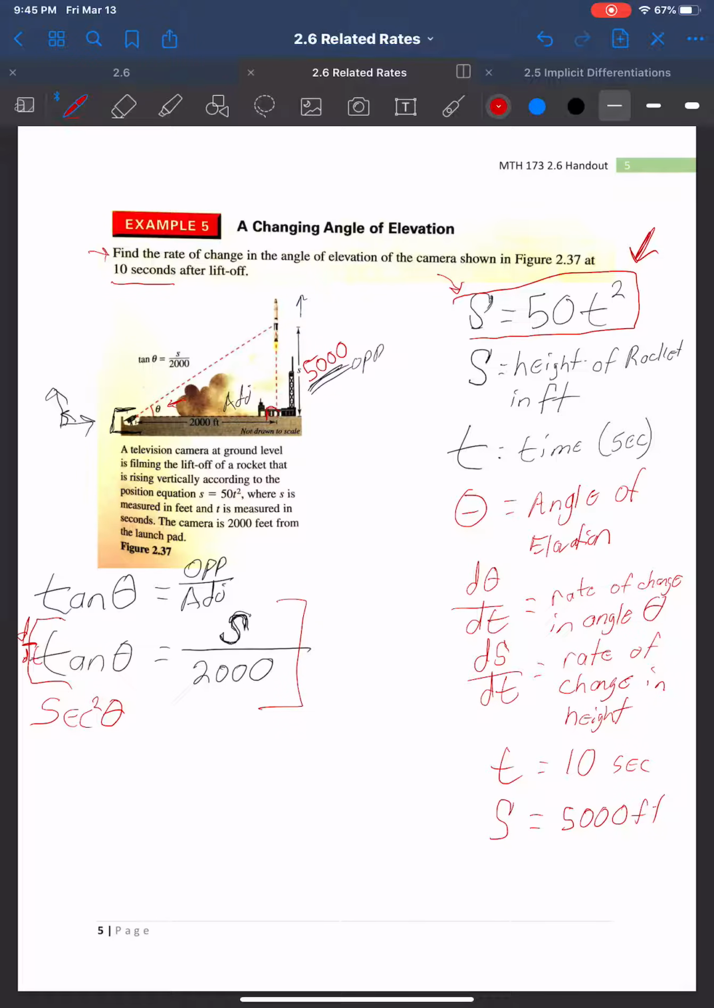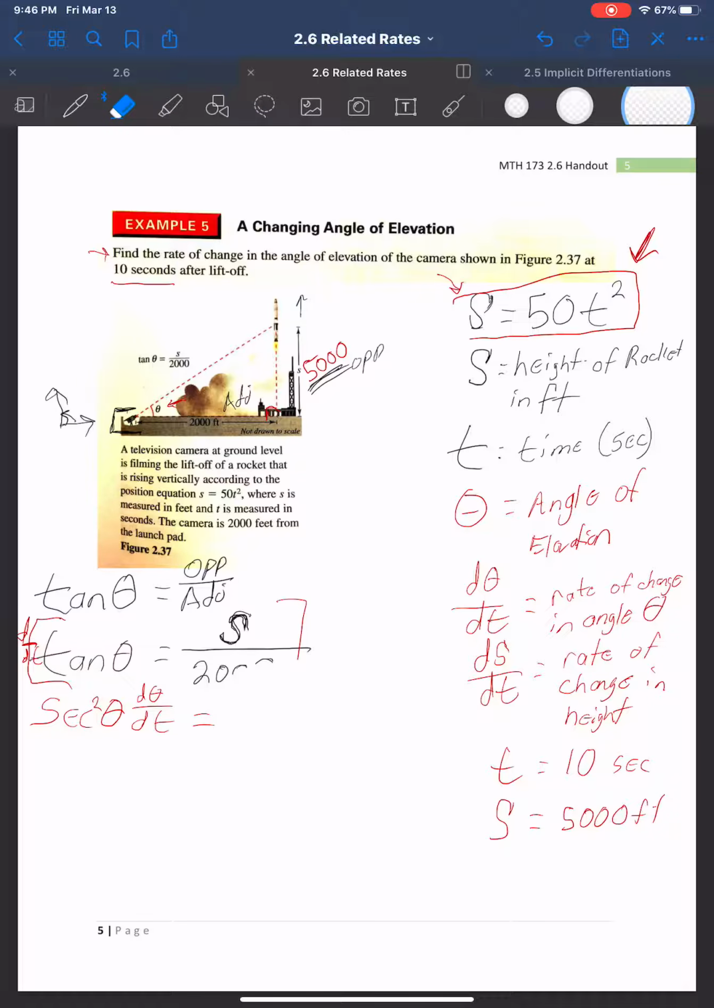Now, if I took the derivative of a theta with respect to t, then I do hope that you're thinking that you need a d theta dt. D theta dt. Okay. So now you want to take the derivative of the right side of this equation.